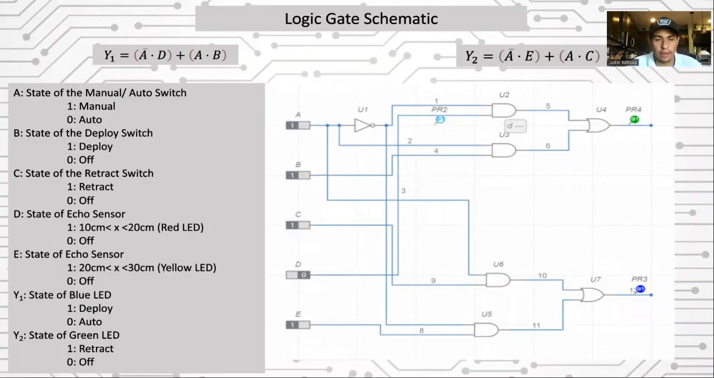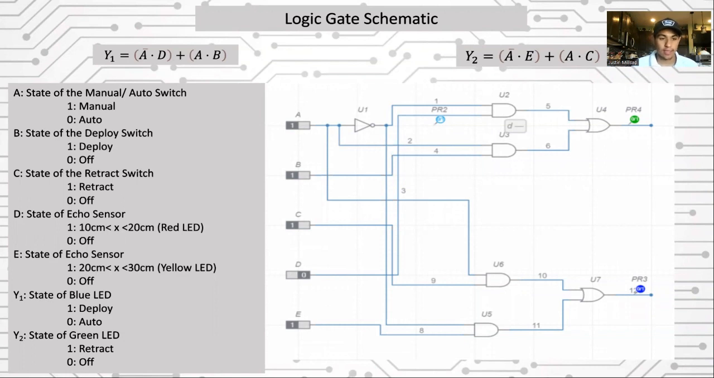Okay, so here's our schematic for our overall project. It consists of 5 states. The first state, A, is whether it's in manual or auto mode. Our states B and C are for our manual mode, and state B is if it's deploying, and state C is if it is retracting.